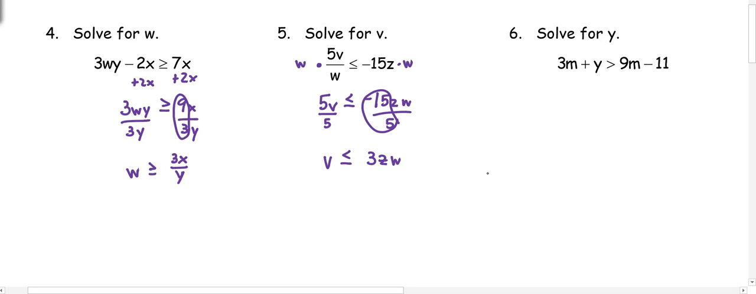Number six, solve for y, so we're going to subtract 3m from both sides. 3m and 9m are like terms, so those can combine together, so we get y is greater than 6m minus 11.